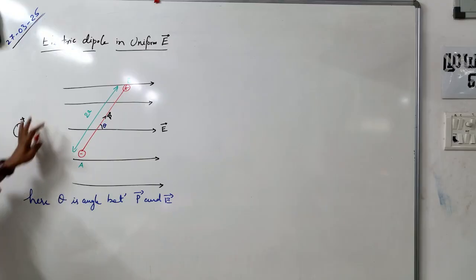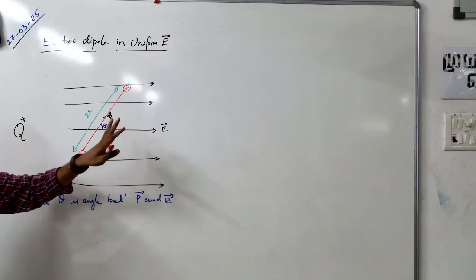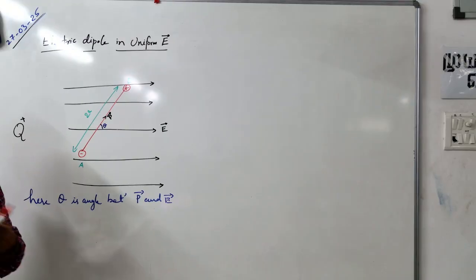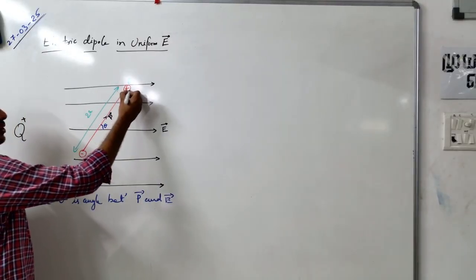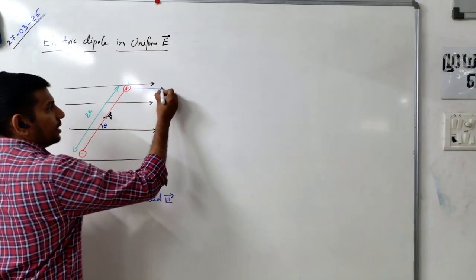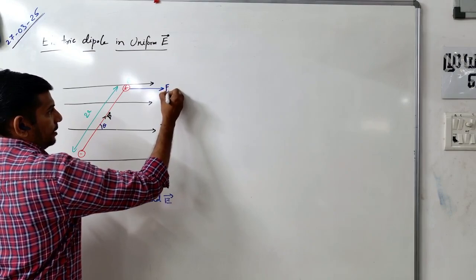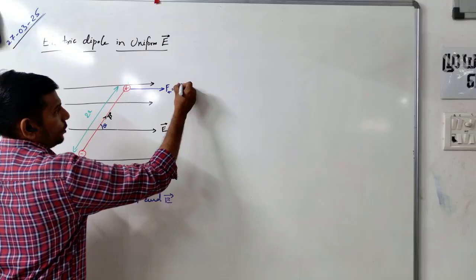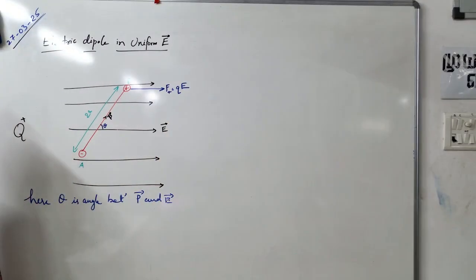You know very well, in any electric field, if you keep a charge, the charge will start to experience a force. What kind of force is the positive charge going to experience? It is going to experience a repulsive force in this direction. So the force experienced by the positive charge is equal to Q into E, in that direction.